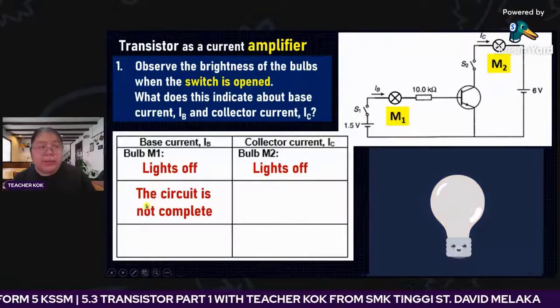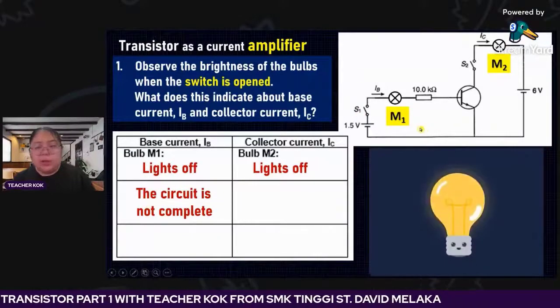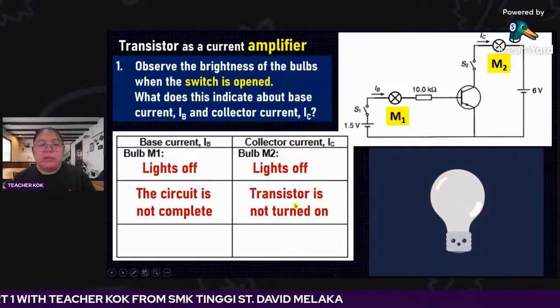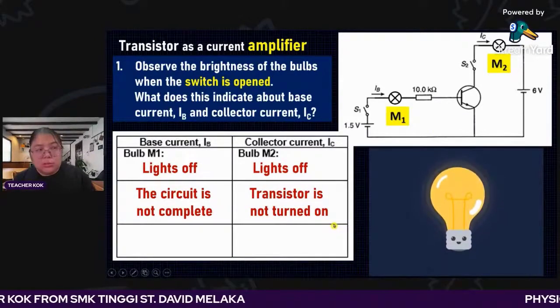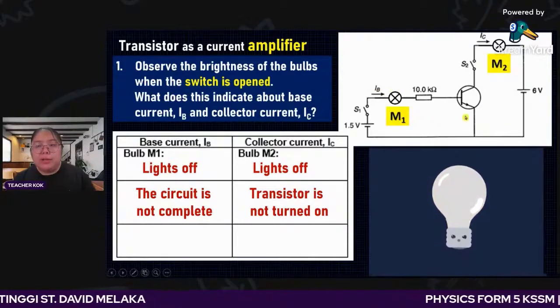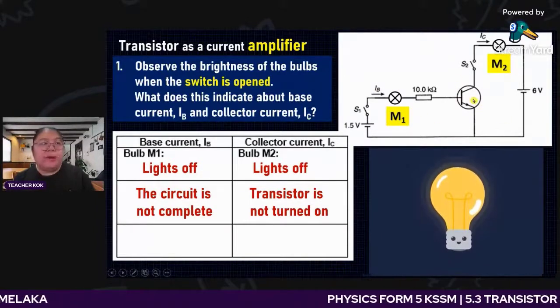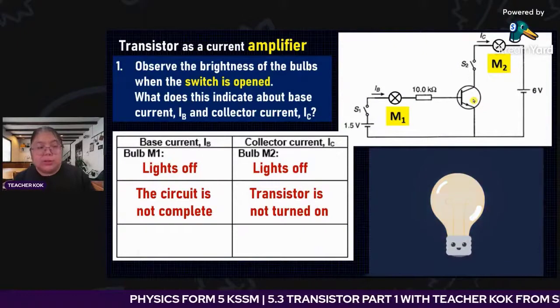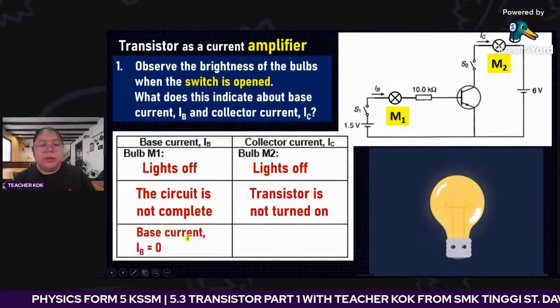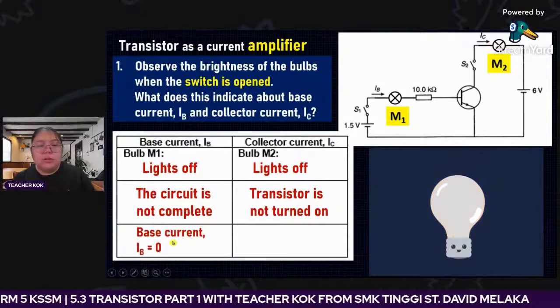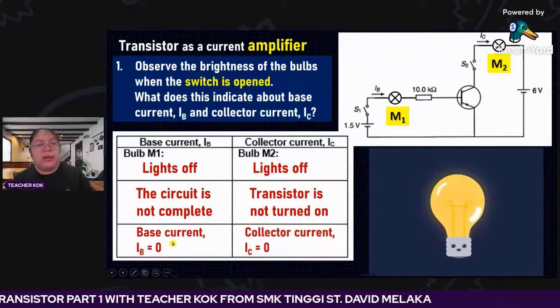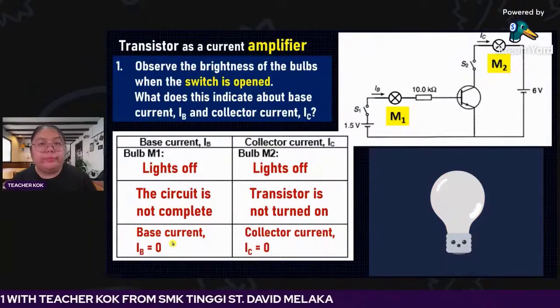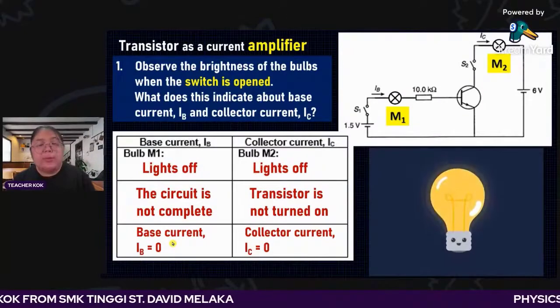Then how about the circuit? The circuit is not complete. The circuit for the base is not complete. The transistor is not turned on because there is no base current, so this transistor cannot function. Cannot function means the collector circuit also totally cannot function. Because the base current is 0, the collector current also must be 0. All must depend on the base.